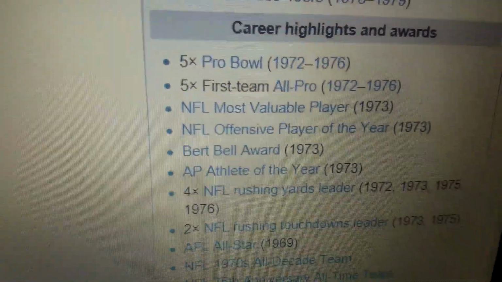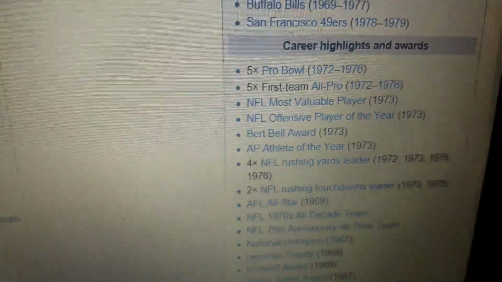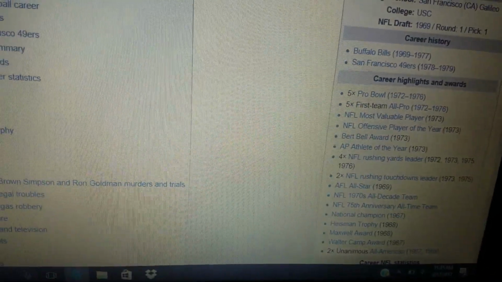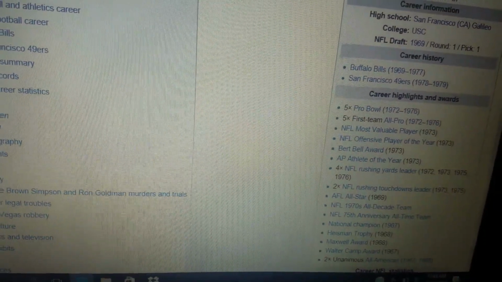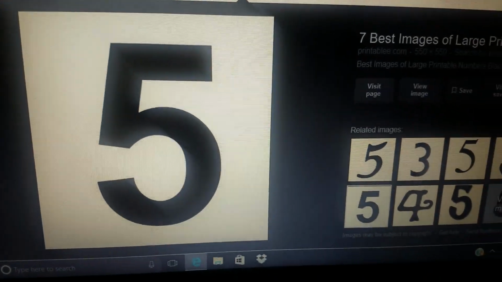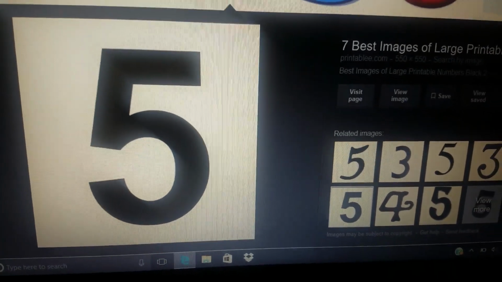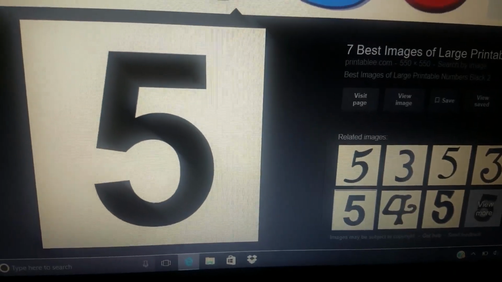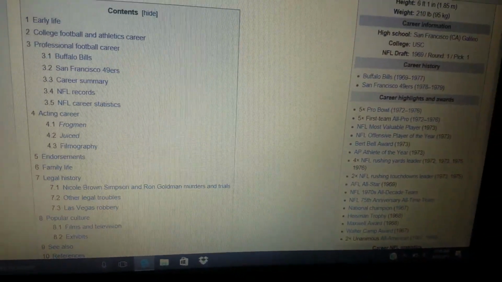5-time Pro Bowler. 5-time first team All-Pro. Okay? So this O.J. Simpson guy is deeply connected with this 5 connection as well. Very, very deep information here.